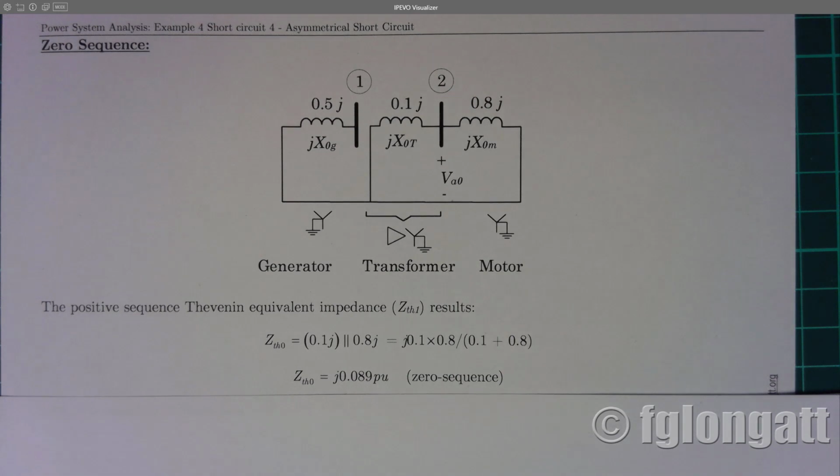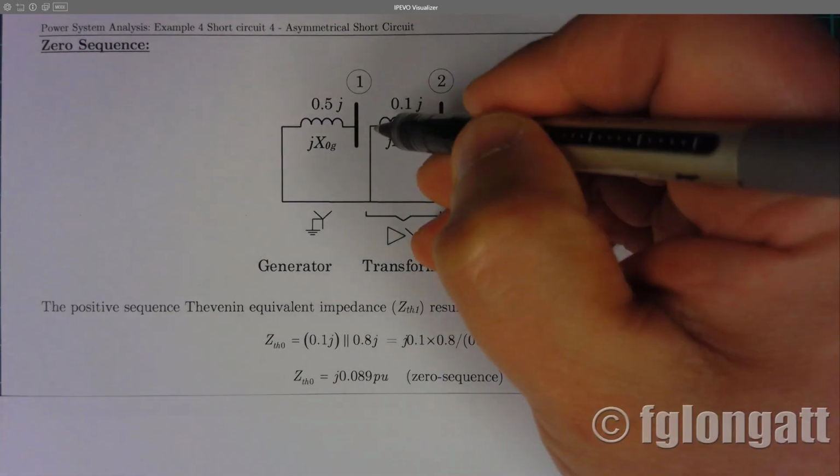That means that the star side of this two-winding transformer allows the circulation of zero sequence currents. But on the delta side, we have an issue because the delta connection is not allowing the circulation of zero sequence currents on the lines. And that is the reason for this open circuit here.